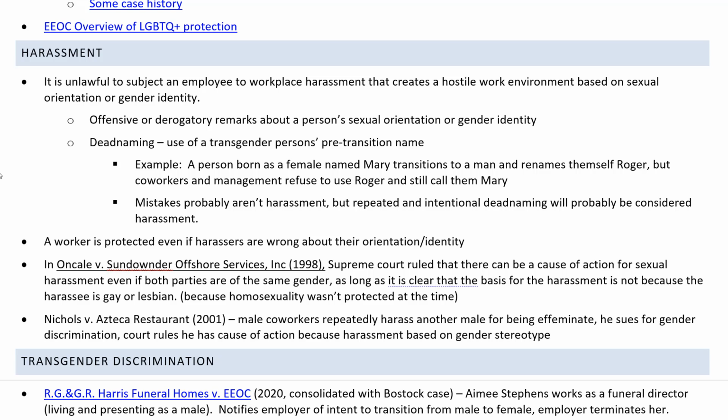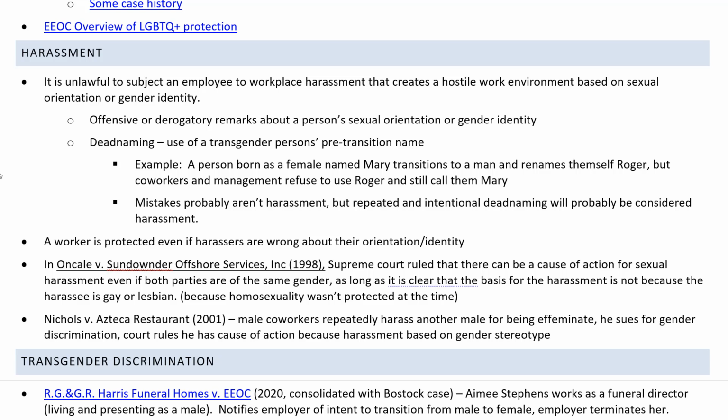A little bit of history here. In 1998, there was a Supreme Court case, Oncale versus Sundowner, where the Supreme Court ruled that there can be a cause of action for sexual harassment, even if both parties are of the same gender. So that was the first time that was actually recognized. A man can sexually harass another man, a woman can sexually harass another woman, and then we translate that into sexual orientation, gender identity.